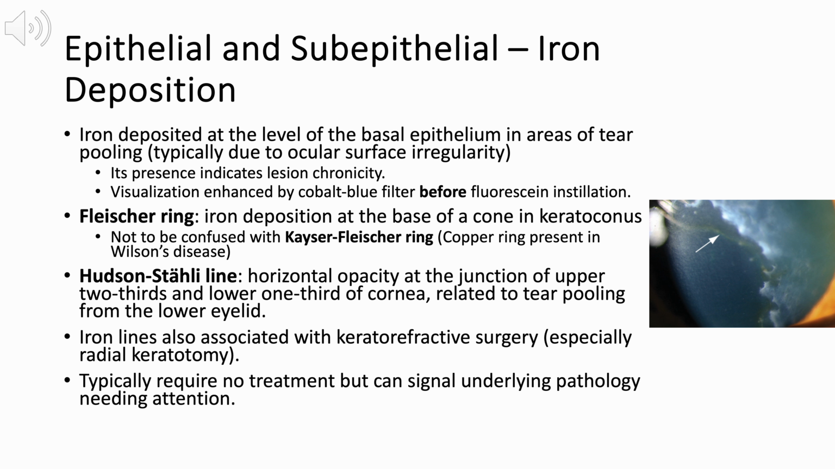Another manifestation is the Hudson-Stähli line, a horizontal opacity found at the junction between the upper 2/3 and lower 1/3 of the cornea, often related to tear pooling from the lower eyelid. Iron deposition lines can also be associated with keratorefractive surgery, especially radial keratotomy. In most cases, no treatment is required. However, their presence can signal underlying pathology that may warrant further evaluation.